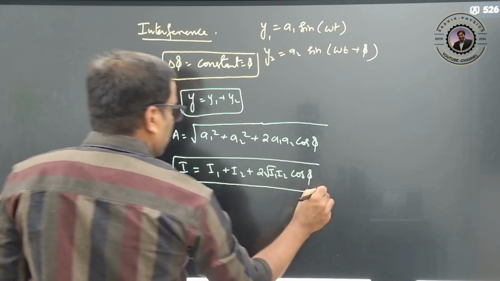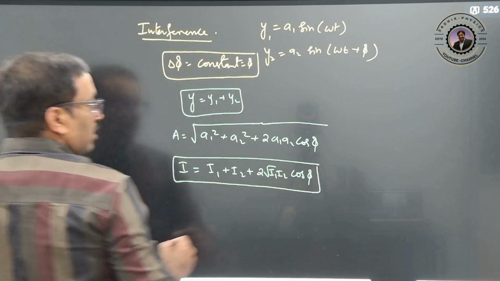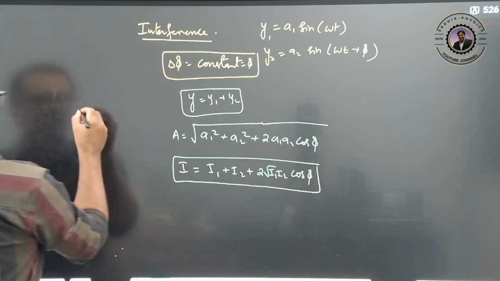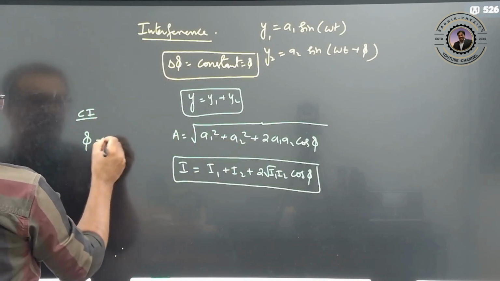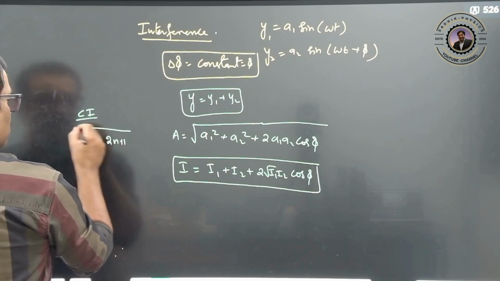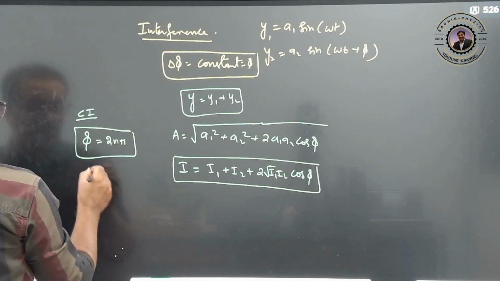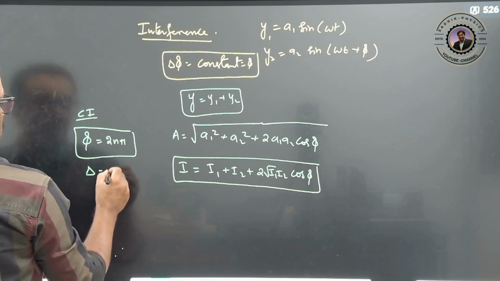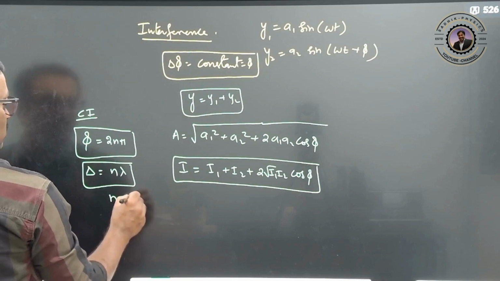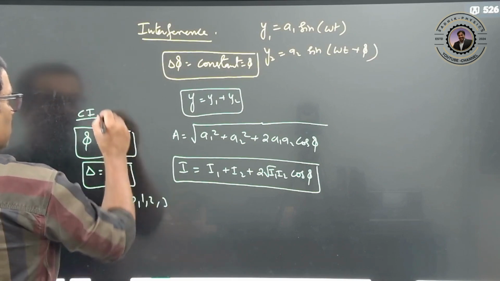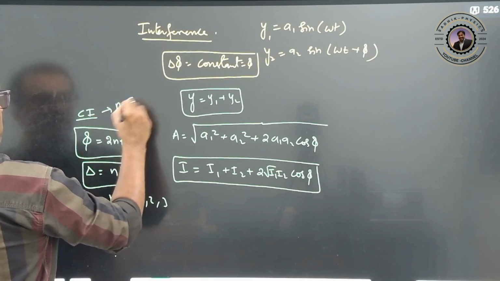Clear? This is the intensity relation. Constructive interference we also discussed. When the phase difference is 2n pi, the path difference is n lambda, where n starts from 0, 1, 2, 3. Constructive interference means bright fringes.